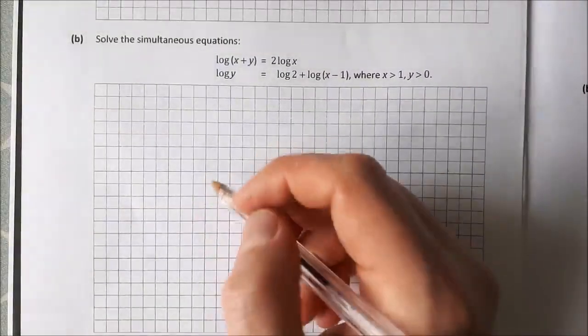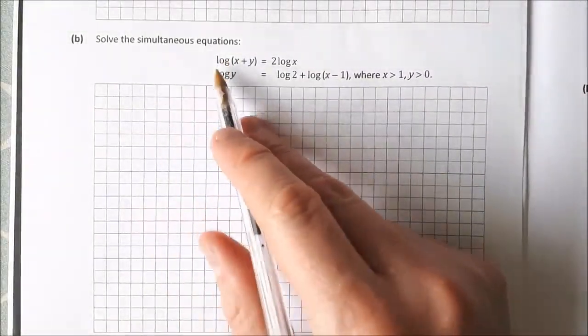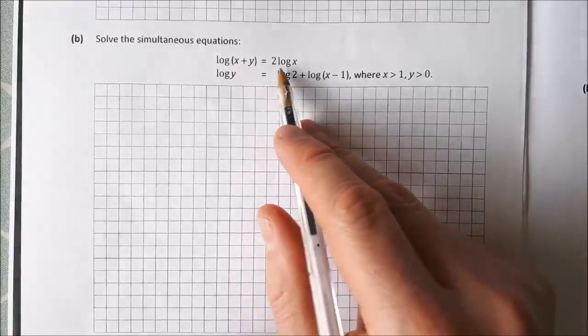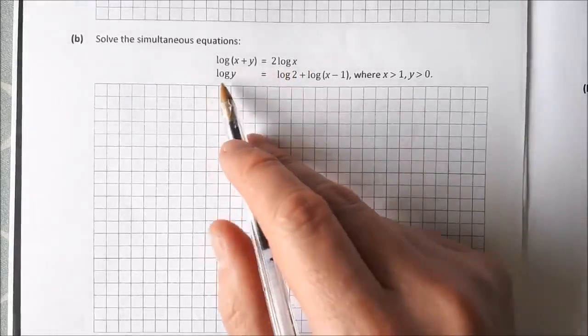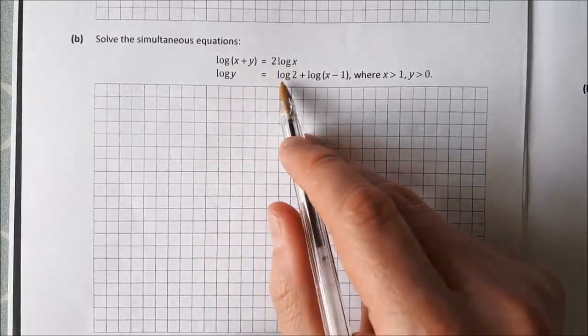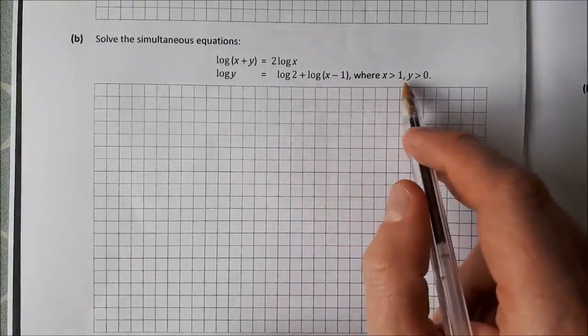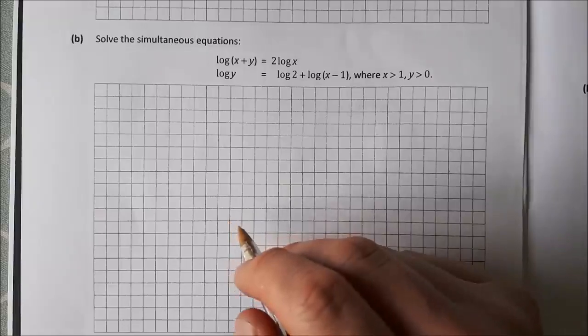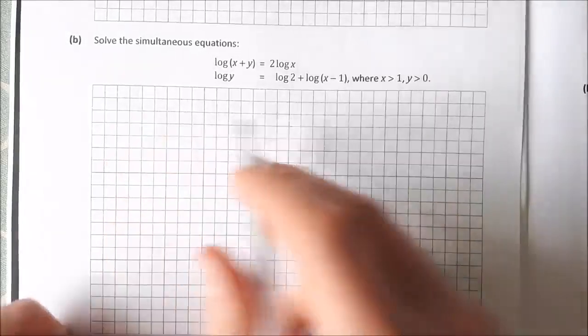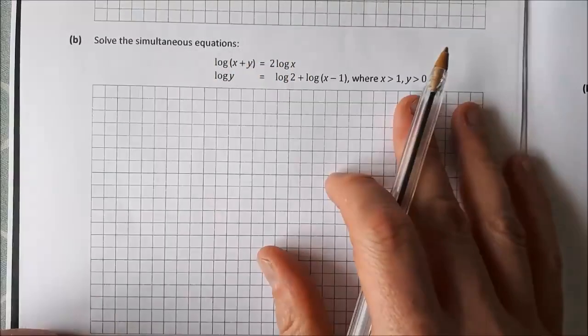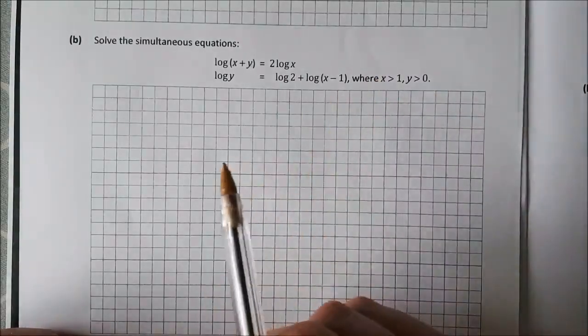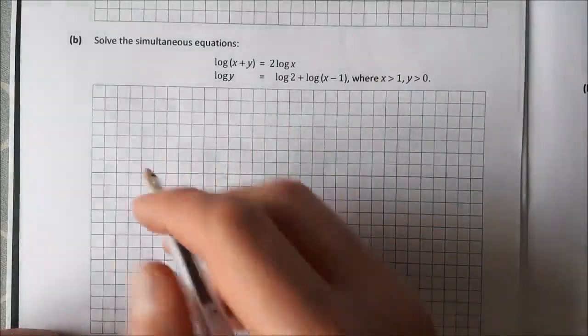Okay, so on to question B for this one. Solve the simultaneous equations. Log of x plus y is equal to 2 log x, and log of y is equal to log of 2 plus log of x minus 1, where x is greater than 1 and y is greater than 0. So what I'm going to do here is take a look at each one of these individually and see, is there anything that I can do with them to make them a bit easier.